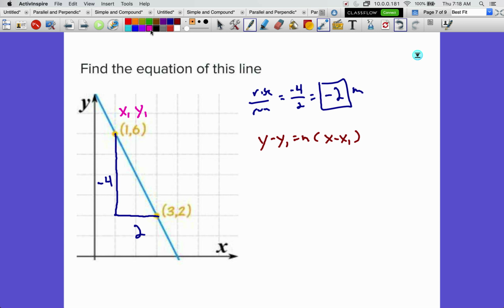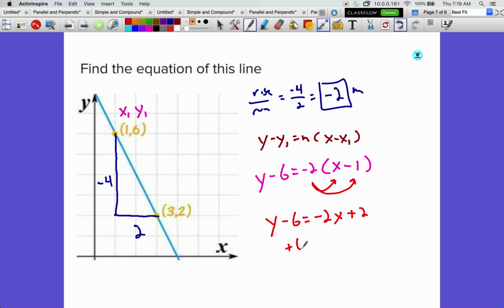Let's fill in what we have. Y minus 6 equals negative 2 times x minus 1. So the 1 and the 6 went there and there. And let's convert this to slope-intercept. Distribute the negative 2. Y minus 6 equals negative 2x plus 2. Add the 6 to both sides. Y equals negative 2x plus 8.